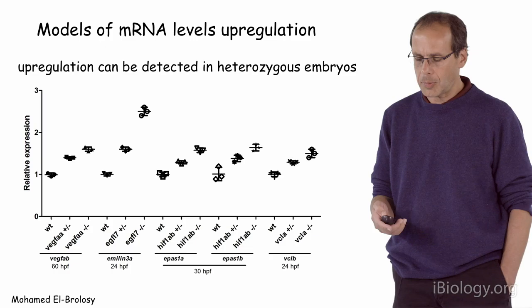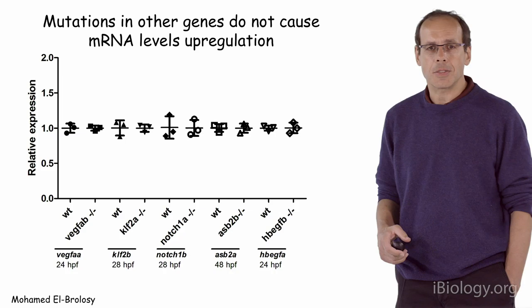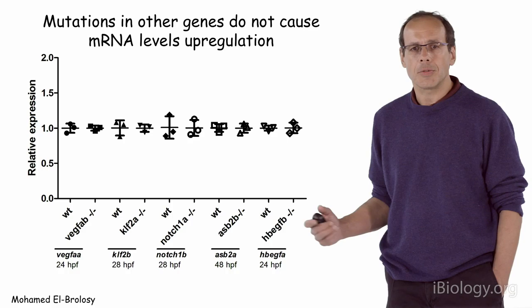Now, of course, we've also observed genes that, when mutated, do not cause the upregulation of the paralog. And some of these cases are shown here.